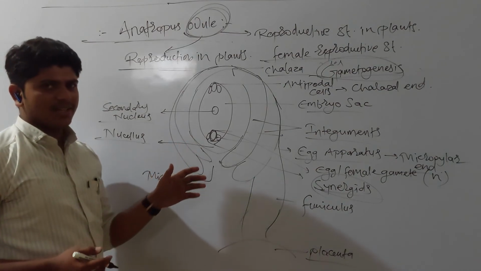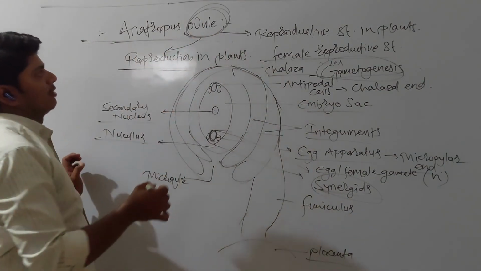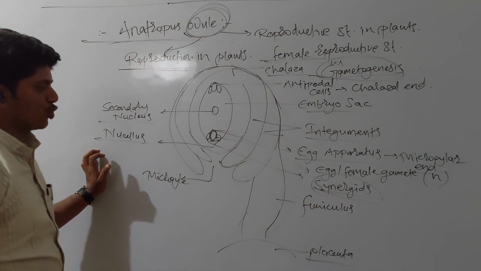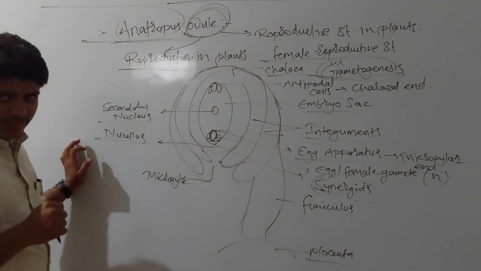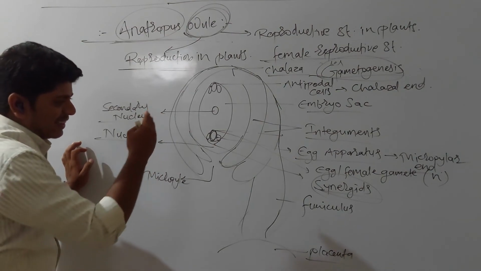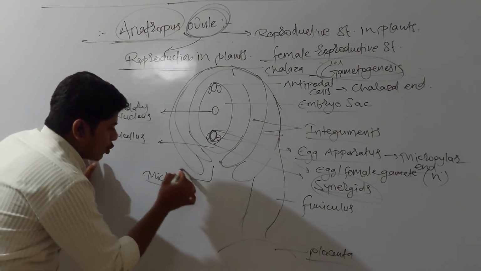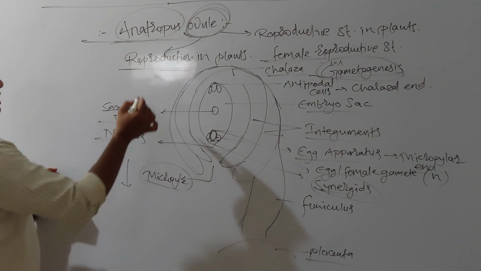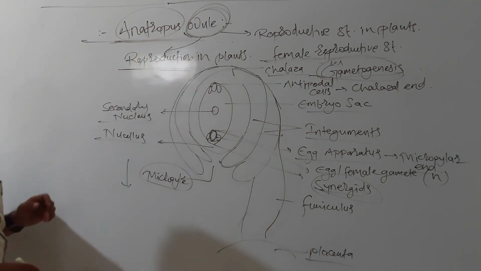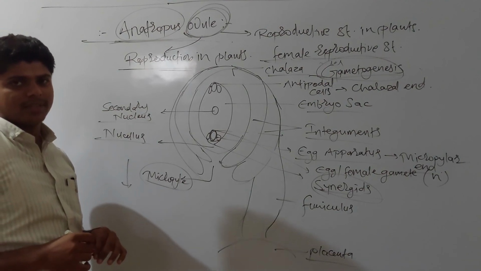So that's it, guys. We have seen the structure of the anatropous ovule, and the main question is why we call the ovule anatropous. Because in this type of ovule, the micropylar end is directed downwards. That's why it is called an anatropous ovule. That's it, guys. Thank you so much.